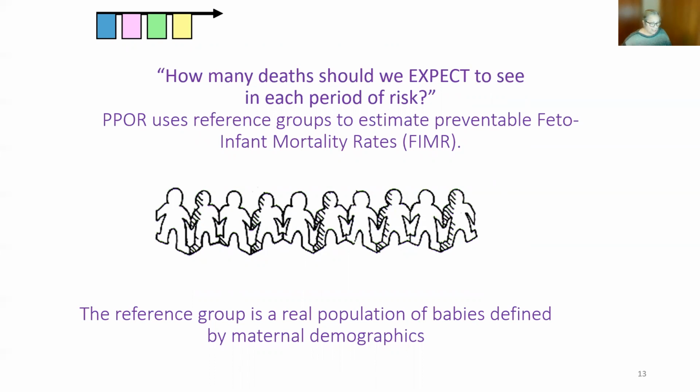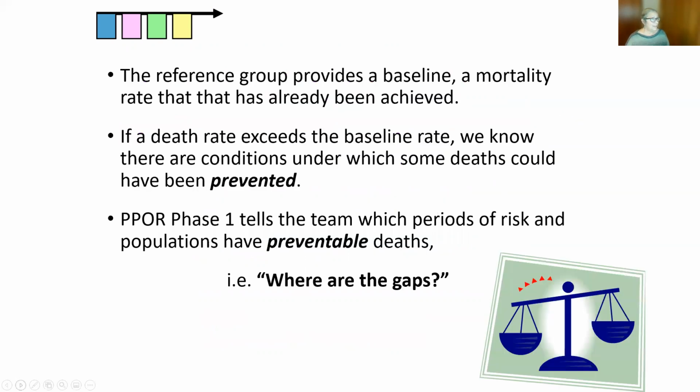The reference group is a real population of babies that are defined by their maternal demographics and agreed upon by the community to be a standard. It provides a baseline for the community. It's a mortality rate that has already been achieved. If a death rate exceeds the baseline rate, we know there is a way that some of these deaths could have been prevented because one group has already done that. PPOR phase 1 tells the team which periods of risk and populations have the preventable deaths. That is, where are the gaps?